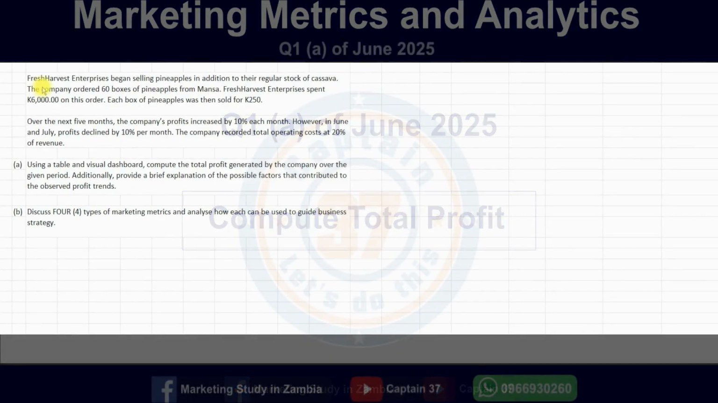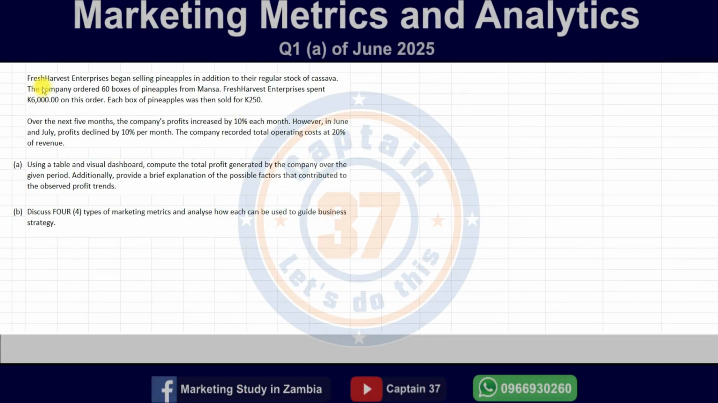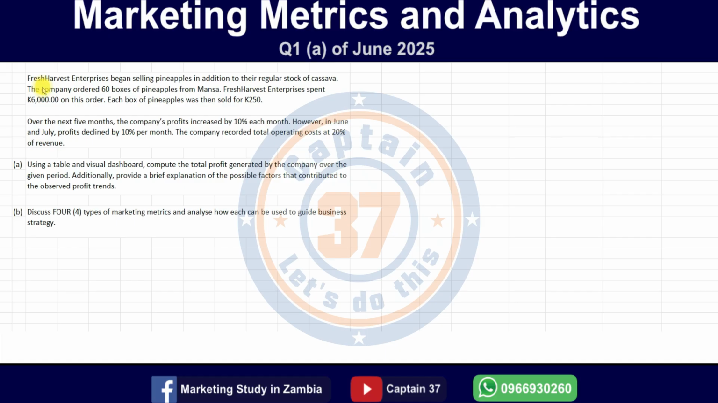This was a compulsory question that appeared in the June 2025 exam for the subject Marketing Metrics and Analytics as examined by the Zambia Institute of Marketing. The question required students to compute the total profit generated by a company, the company is given, over a given period of time. The question itself read as follows.